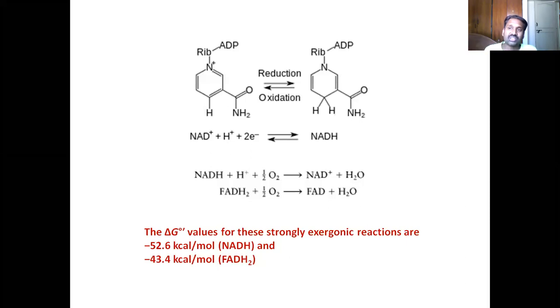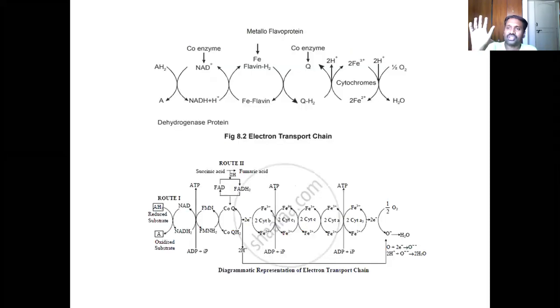Therefore, NADH transfers the electrons to something else. And that transfers to one more carrier. So there is a series of carriers. And the final carrier transfers the electrons to oxygen. That's what the electron transport chain is. The flow of electrons which are liberated from NADH to oxygen through many carriers in between. So that is what the electron transport chain is. So it is transporting electrons from where to where? From NADH to oxygen.